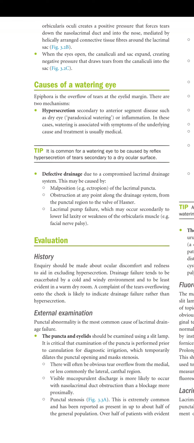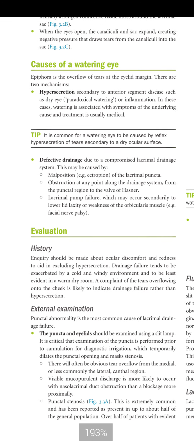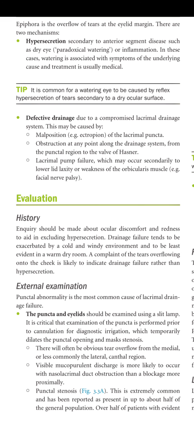Next is that you evaluate. First of all is an external examination. Punctal abnormality is the most common cause of lacrimal drainage failure. The puncta and eyelid should be examined using a slit lamp, and it is critical that examination of the puncta is performed prior to cannulation for diagnostic irrigation, which temporarily dilates the punctal opening and masks stenosis.